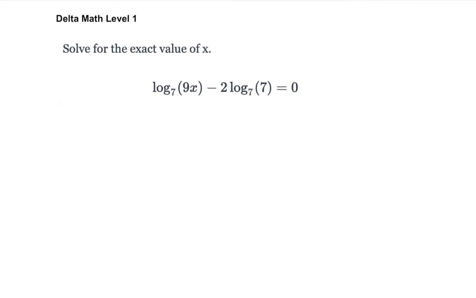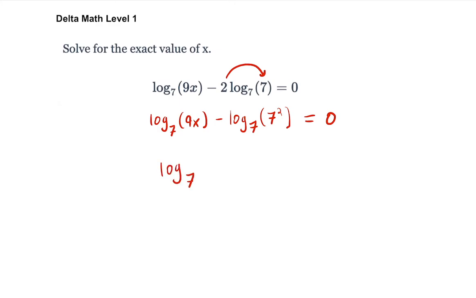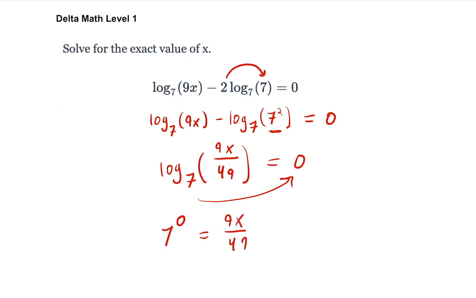First step, combine. In order to combine, I need to first bring this 2 in as a squared. So my first thing I would do, this is the log base 7 of 9x minus the log base 7 of 7 squared. And you're free to use your calculator to help you with these. Now we combine these. This is the log base 7 of, if we're subtracting logs, we divide. This is 9x divided by 7 squared, which is 49, equals 0. And so what this tells us is 7 to the power of 0 equals 9x over 49.